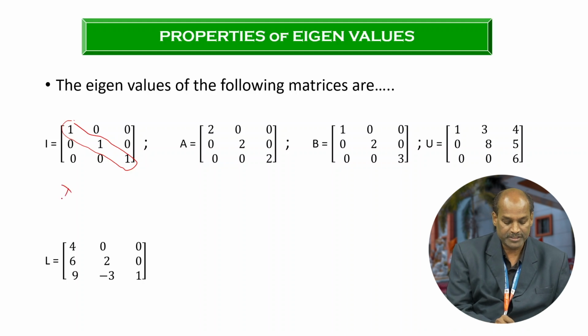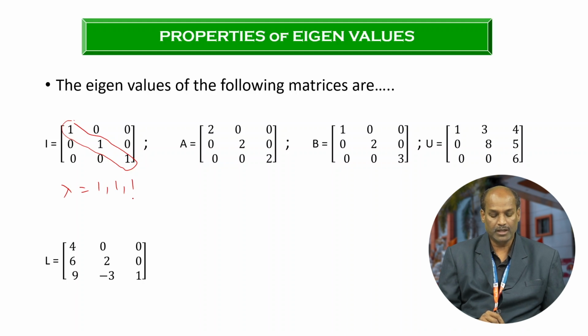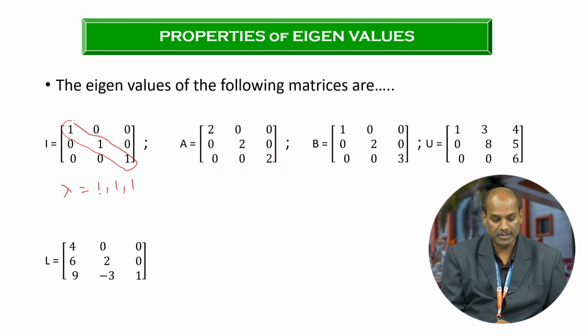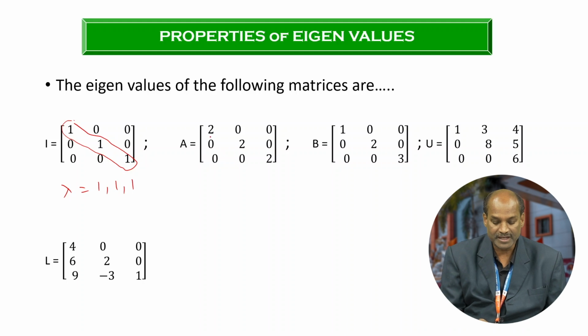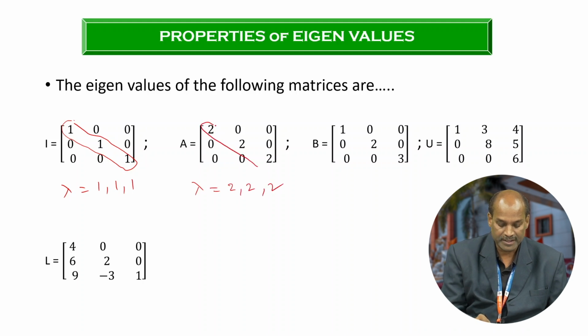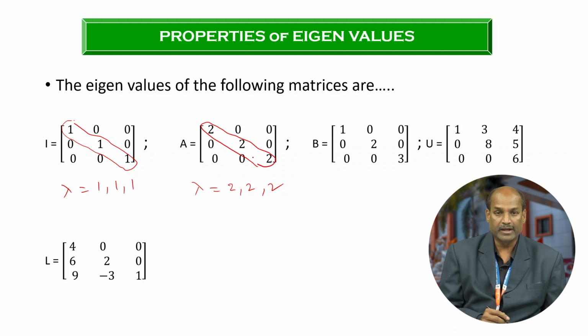Now what are the eigenvalues here? Lambda equals 1, 1, 1. What is the order of this matrix? Third order. How many eigenvalues? 1, 2, 3. It will have 3 eigenvalues. Similarly, what is this? It is a scalar matrix, and here the scalar is 2. You see, the same number repeated: 2, 2, 2. Here also the eigenvalues are 2, 2, 2. So in a scalar matrix, the eigenvalues are the diagonal elements.